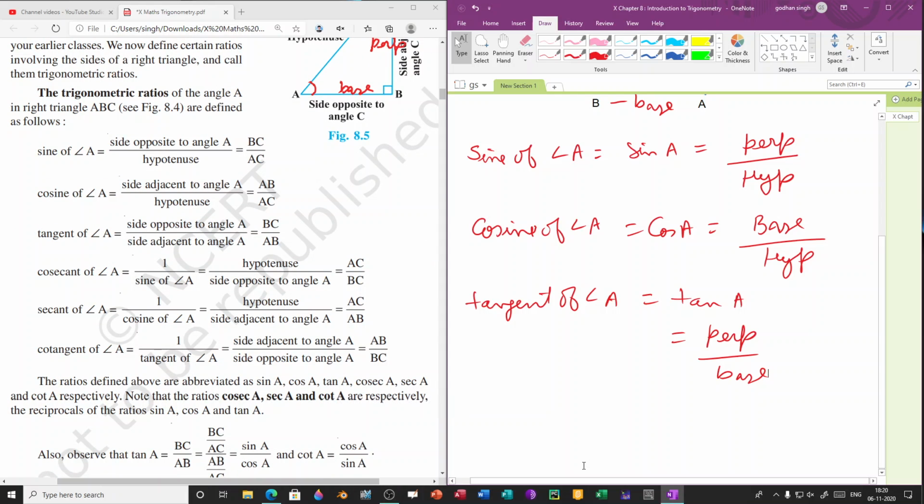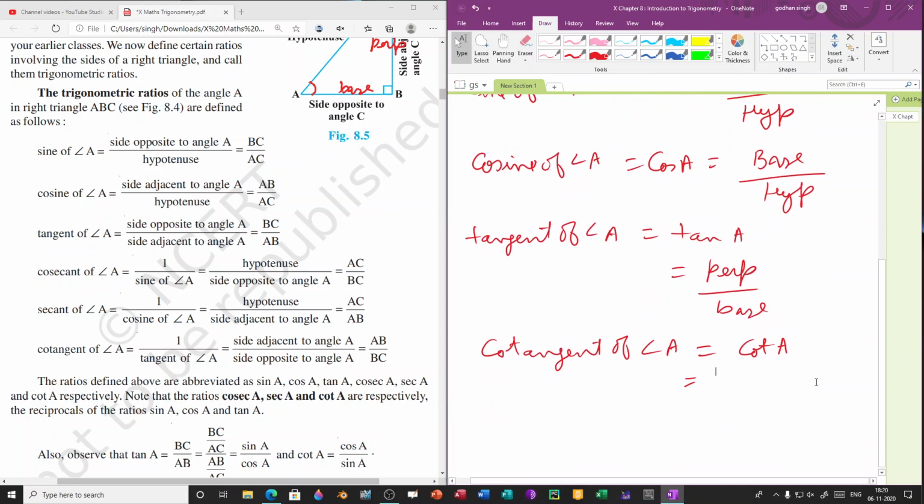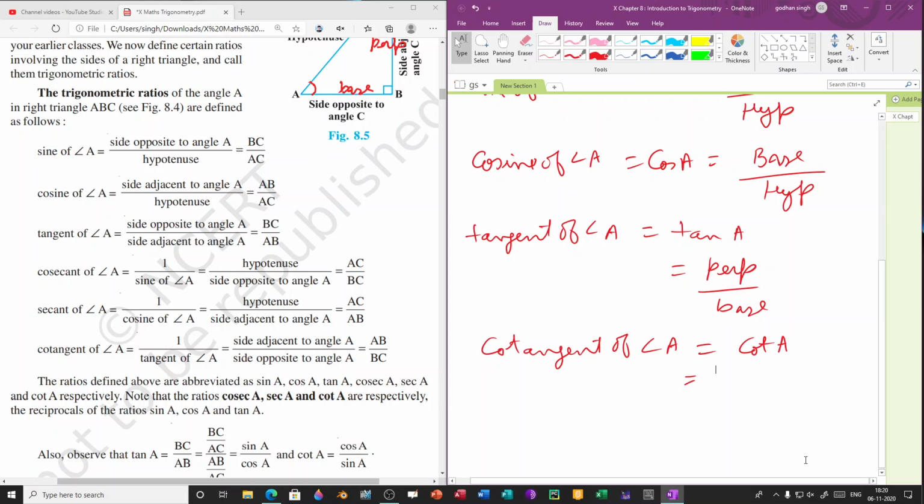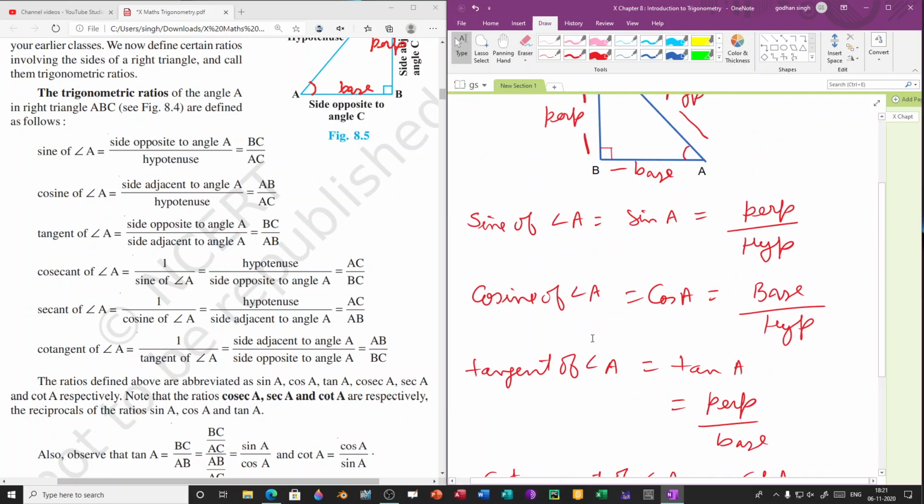So we will be writing cotangent of angle A, in short we write it as cot A, and it is defined as the reciprocal of tan, that is the ratio of base over perpendicular. So this is our cotangent.